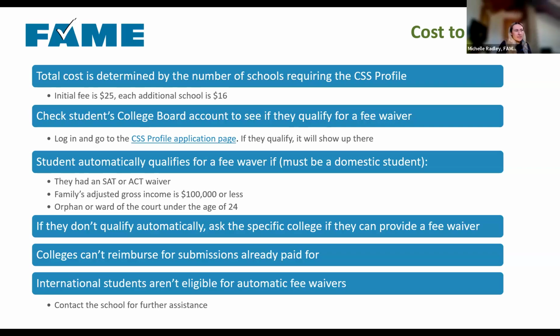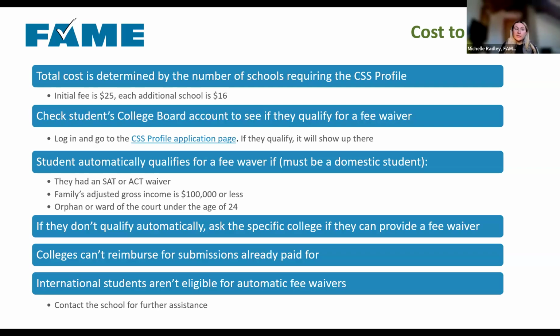But if it is a domestic student you're working with, if they've qualified for an SAT or ACT fee waiver, they will automatically qualify and it will be applied to their College Board account. Similarly, if their family's AGI, or adjusted gross income, is $100,000 or less, or if they are an orphan or ward of the court under the age of 24. Those are the three major ways they would automatically qualify, and it would be applied to their College Board account, which again they could log in and view right there.